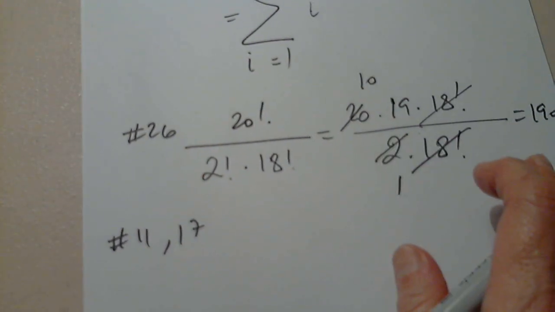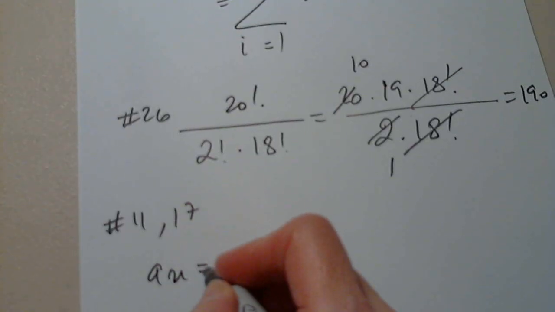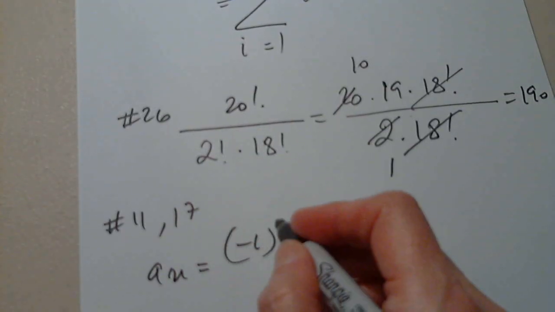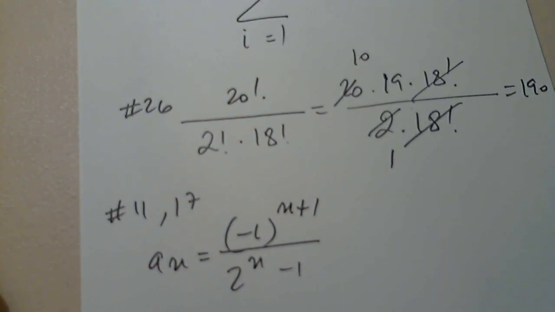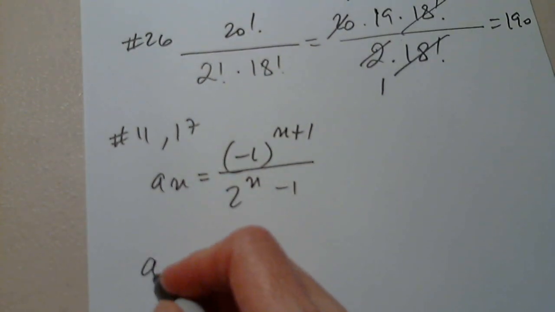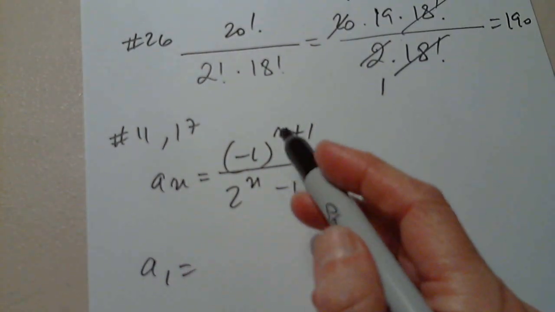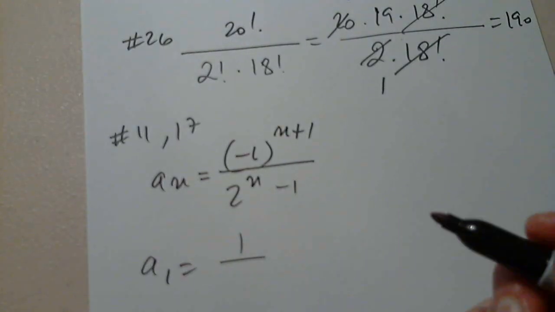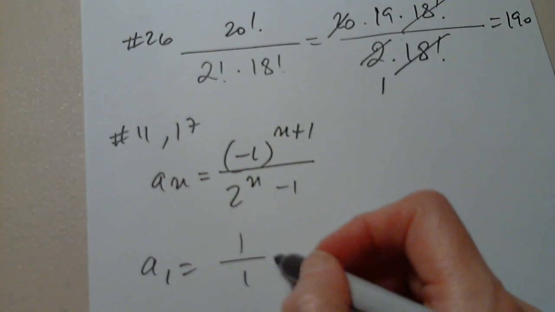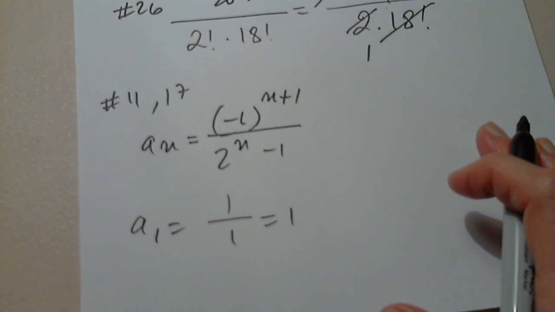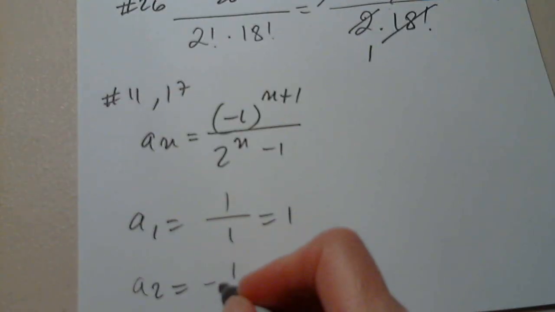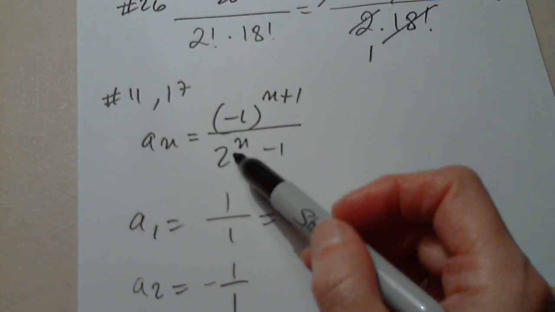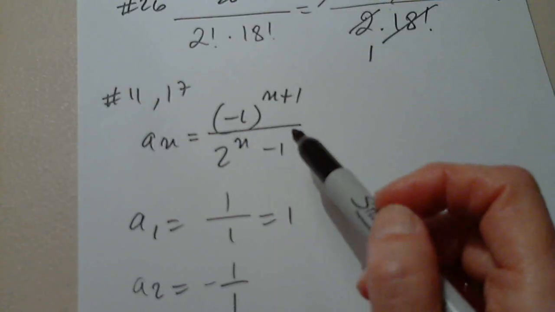11 and 17. In 11 we have -1 to the n plus 1 over 2 to the n minus 1. This one I remember doing. They want the first 4 terms. So a1: 1 plus 1 is 2, so -1 to the second power is 1. 2 minus 1 is 1, so the first one is 1. And then a2: 2 plus 1 is 3, so -1 over 2 to the second power is 4 minus 1 is 3.